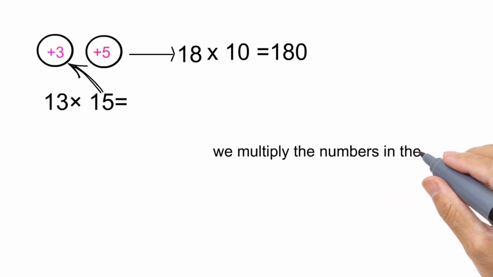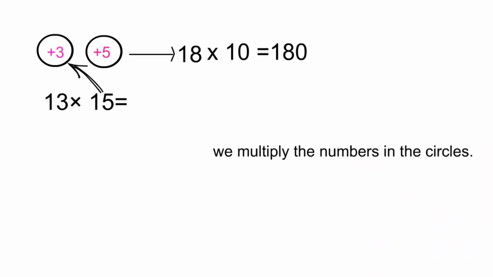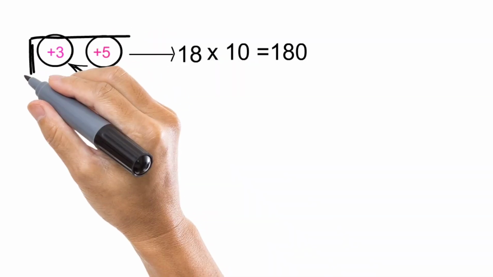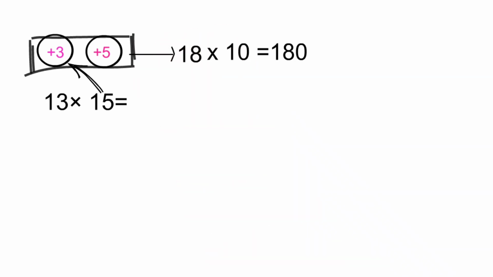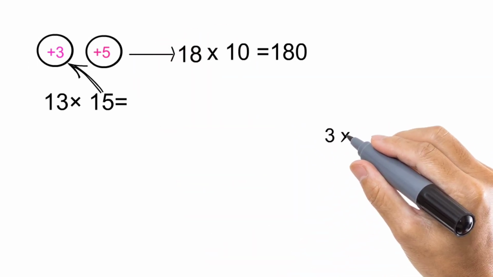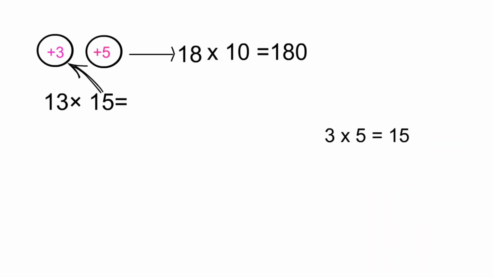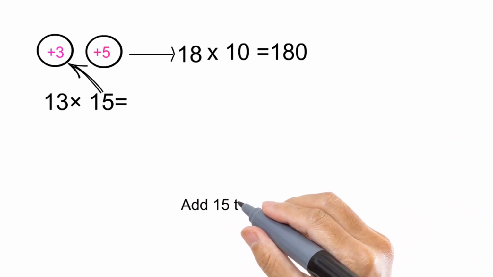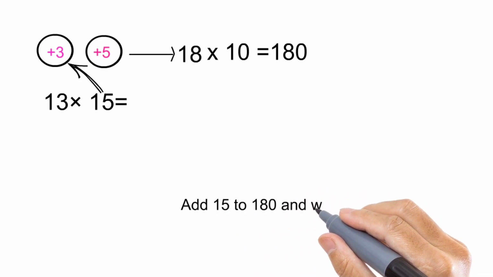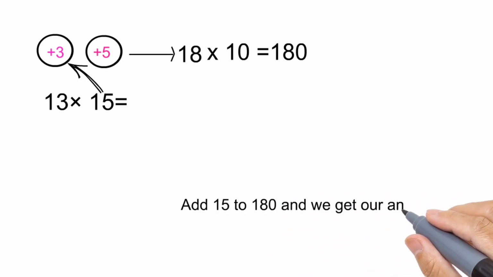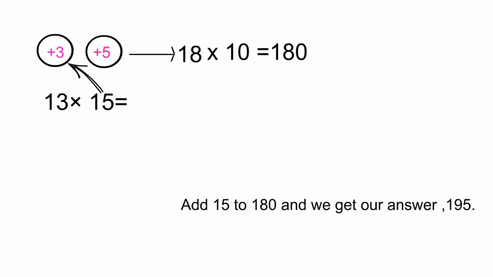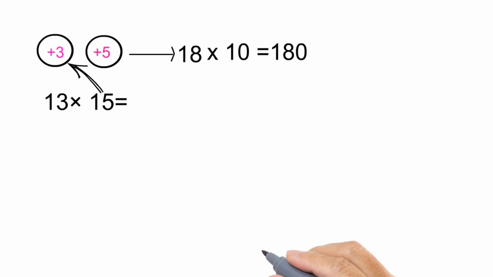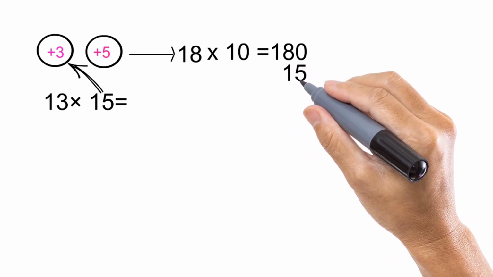Now, we have to multiply the numbers in the circles. Plus 3 into plus 5, which gives us 15. Add 15 to 180 and we get 195 as the answer. So, 13 into 15 is equal to 195.